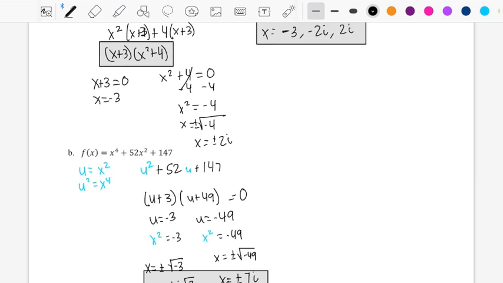So now we have to figure out how the heck to write these. So this one's kind of weird. Remember, though, that factors should be x minus something.